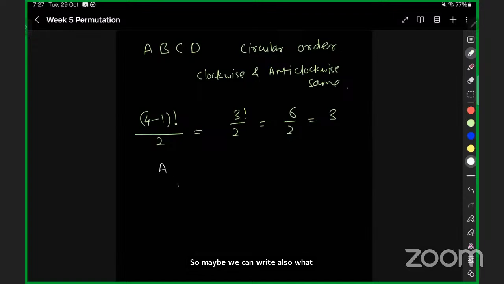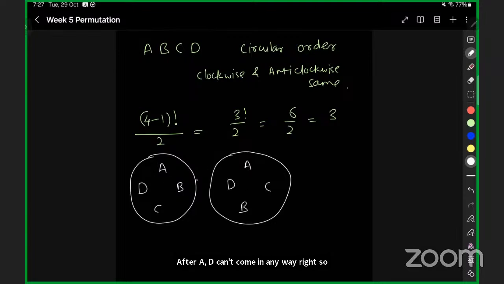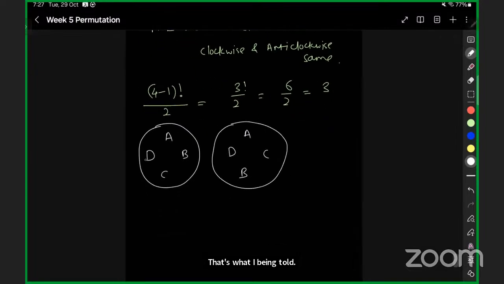So let's see. We can write A, B, C, and D. Now, what are the possible ways? A is there. What if it starts with C, B, D? Yes, right. If I write after A, D can't come in any way, right? Once A has appeared, then I can't write D again, since clockwise and anti-clockwise are both the same. That's what I am being told. A, B, C, D this way also.